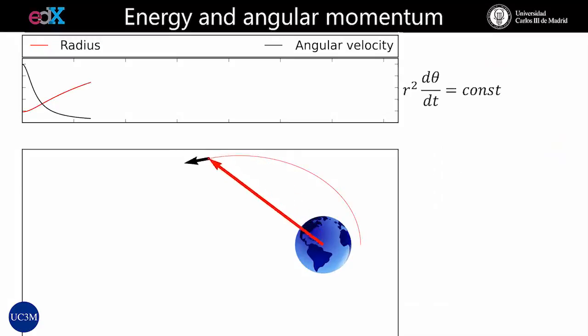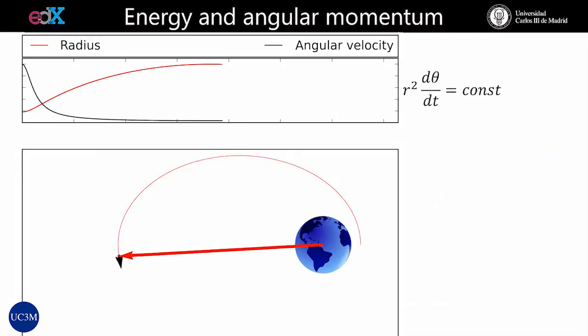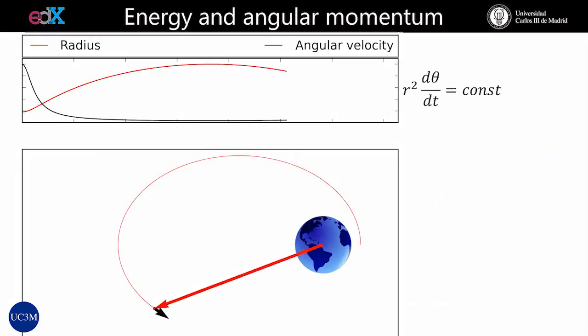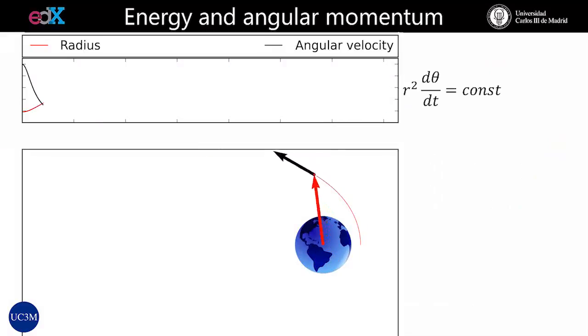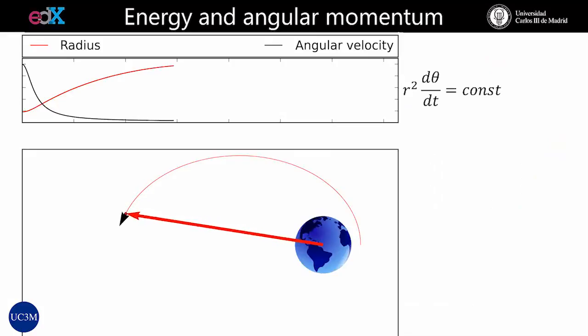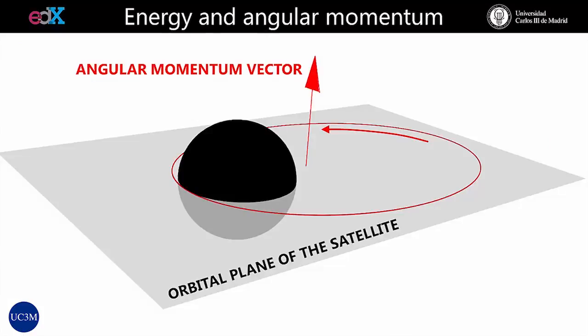Moreover, the conservation of h is what demonstrates that the motion of the two-body problem is planar. Since h is perpendicular to both r and v, and h is a constant vector, r and v have to lie always in the same plane. We call this plane that contains the whole motion of the satellite the orbital plane.